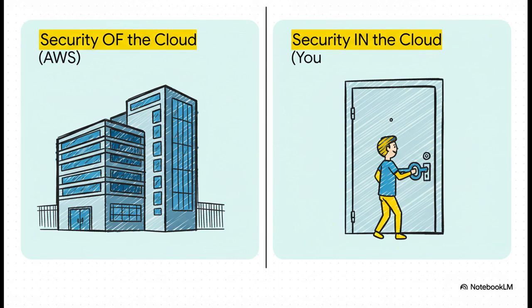AWS handles the security of the cloud. That means the physical data centers, the cooling, the networking, the servers, all the heavy lifting infrastructure stuff. But, and this is the key, you are responsible for security in the cloud. That's your job. It means you have to configure your services correctly, you have to manage your data, you have to set up all the access controls. The best analogy is this: AWS gives you a super secure apartment building with guards, but you're still the one who has to lock your own apartment door.